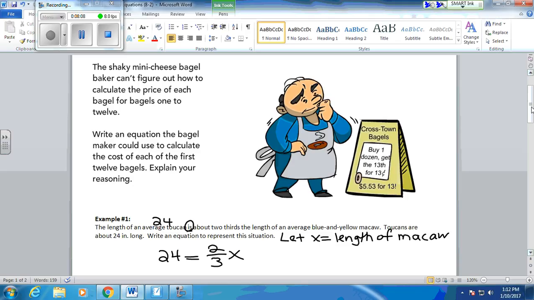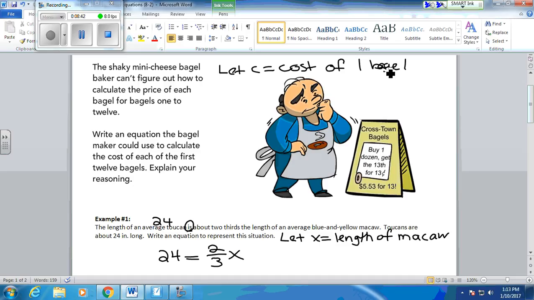So the sign states that the Crosstown Bagels, that if you buy 1 dozen, you'll get the 13th for 13 cents. So they're telling you that that's a total of $5.53 for 13. They want us to figure out the cost of 1 bagel for bagels 1 through 12. So I'm going to say that let C be the cost of 1 bagel. Oops, spelled bagel wrong.